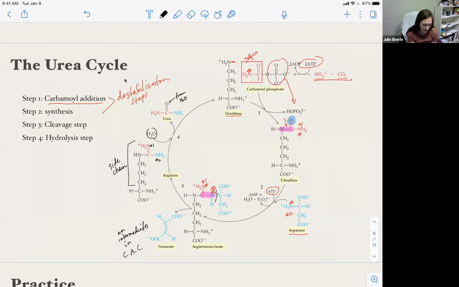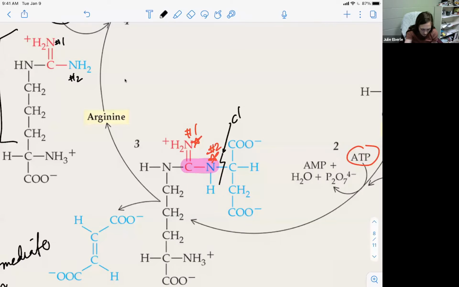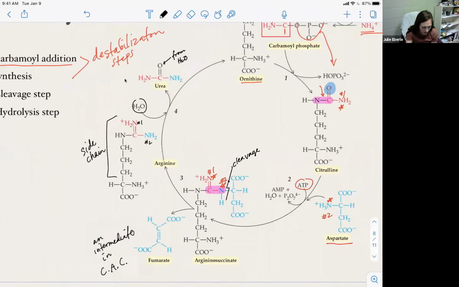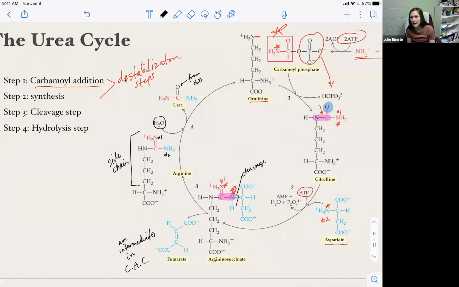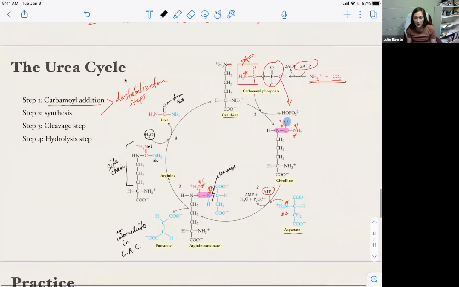So the steps, we have the carbamoyl addition synthesis, the cleavage step, that's what I drew here. This is the cleavage. And then the hydrolysis step is step 4 because we're adding water. Okay, so I want you to know these 4 steps. This is not a ginormous pathway if you consider glycolysis or the citric acid cycle where there's 8 or 10 steps. There's just 4 steps here. If I gave you the intermediates, I would want you to be able to name them and ultimately identify the nitrogens that end up in urea.